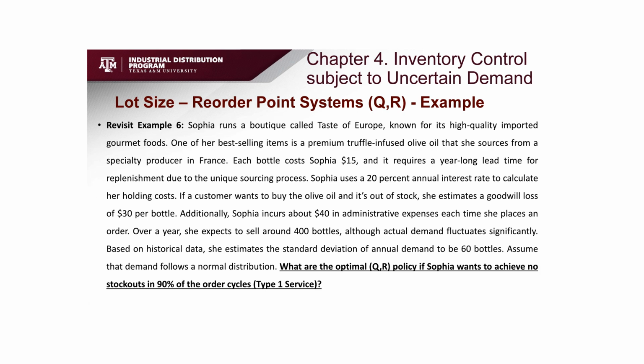She expects to sell about 400 bottles a year, with a standard deviation of 60, and demand is normal. The question: what's the optimal Q, R policy if Sophia wants no stockouts in 90% of the cycles? Well, that's type 1 service at 90%.